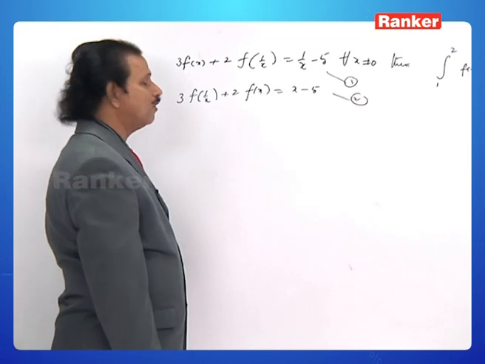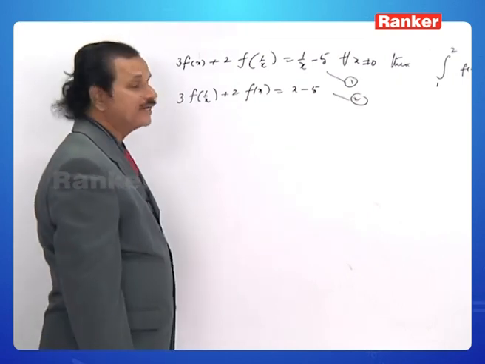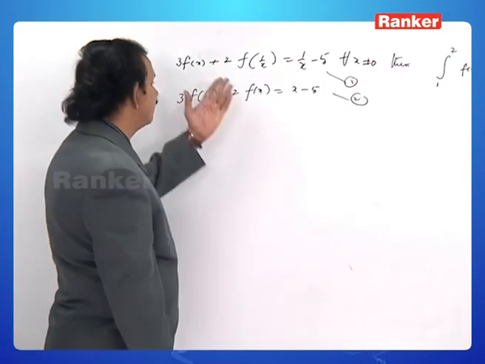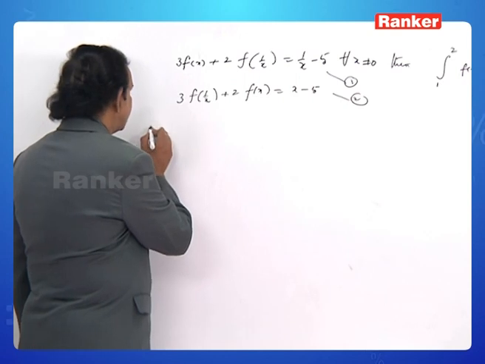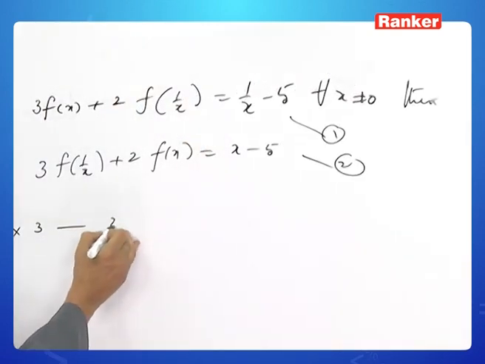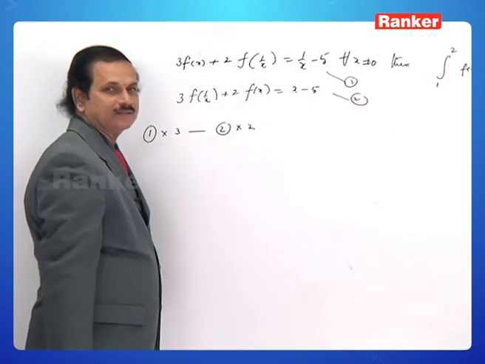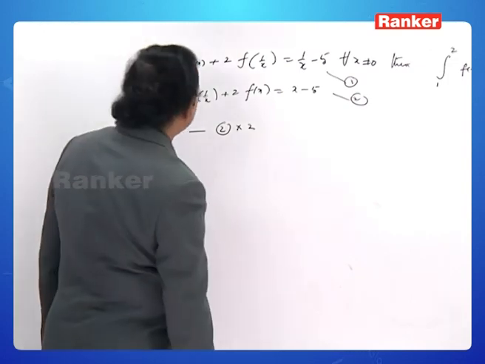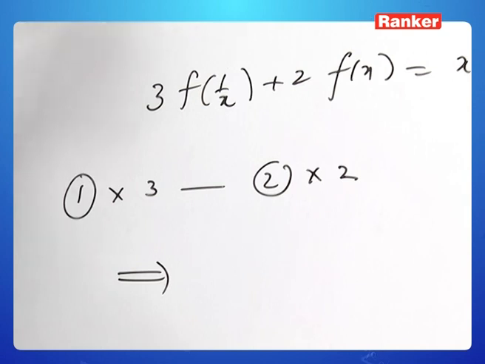Okay, what do you want to have? We want to have f of x. You try to eliminate f of 1 by x from these two equations. What happens? Multiply the first equation with 3. Multiply the second equation with 2 and subtract. What is the fate of f of x?